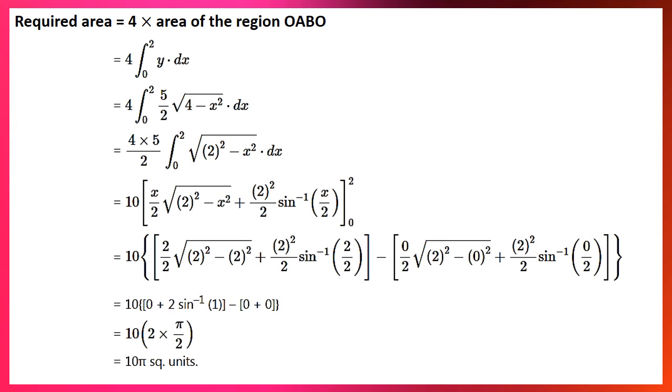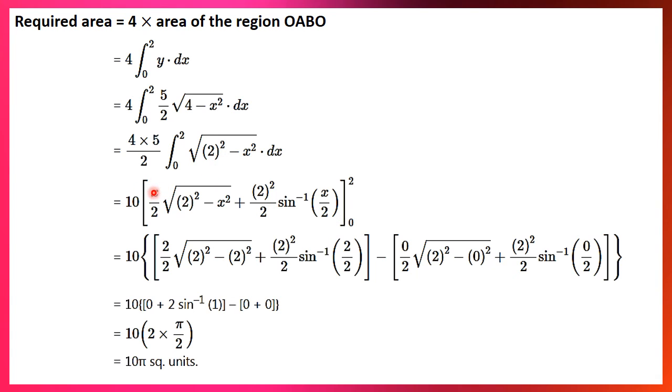So, the required area is equal to 4 times the area of the region OABO, that is 4 into integral 0 to 2 y dx, where y is 5 upon 2 into root of 4 minus x square. 5 upon 2 is constant, so taken out, 4 into 5 upon 2, 20 upon 2, that is 10. Now, root of 4 minus x square can be written as 2 square minus x square. Again, this is of the form root of a square minus x square. So, apply the formula x upon 2 into root of a square minus x square plus a square upon 2 into sine inverse x upon a, and apply the limits. And here we have a is 2.